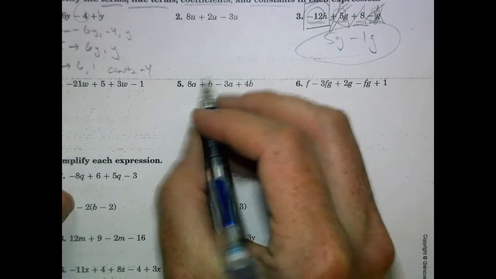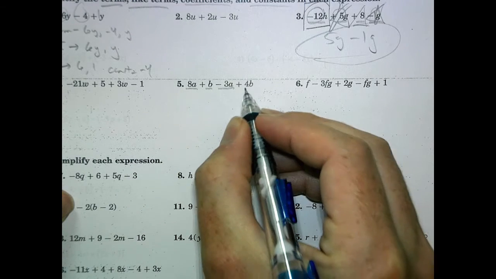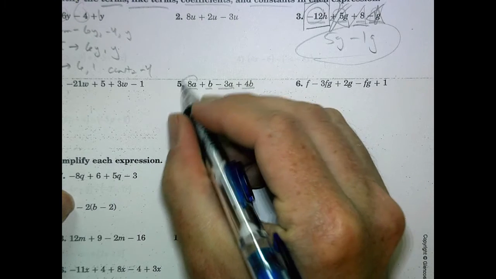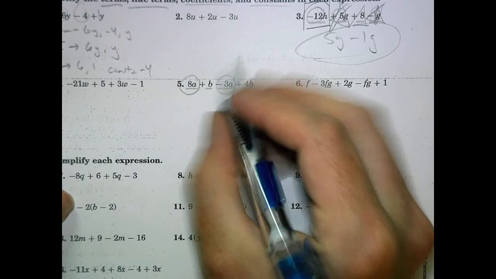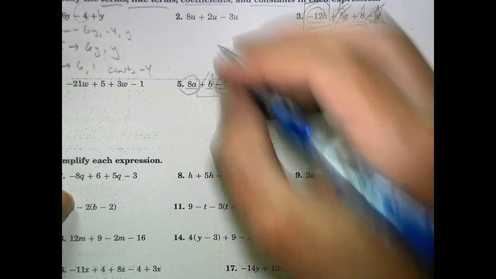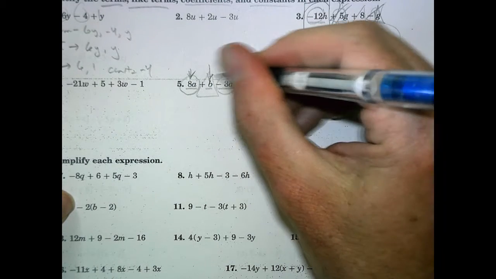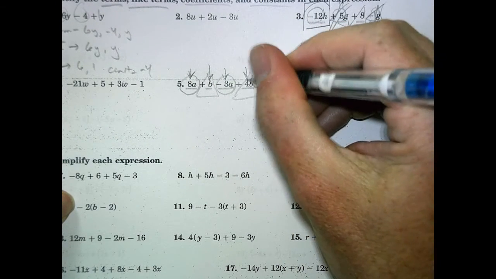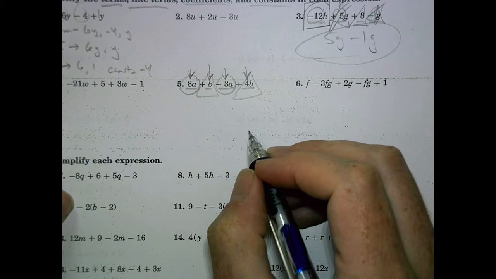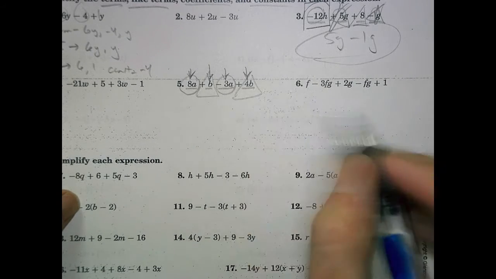Okay, number 5. We would say our terms are 8a, b, -3a, and 4b. Our like terms, well, the a's go together, and the b's go together. Coefficients are going to be 8, 1, -3, and 4. In this case here, there are no constants. Okay? So that's the idea for how you label those, tag them there, simple as that.